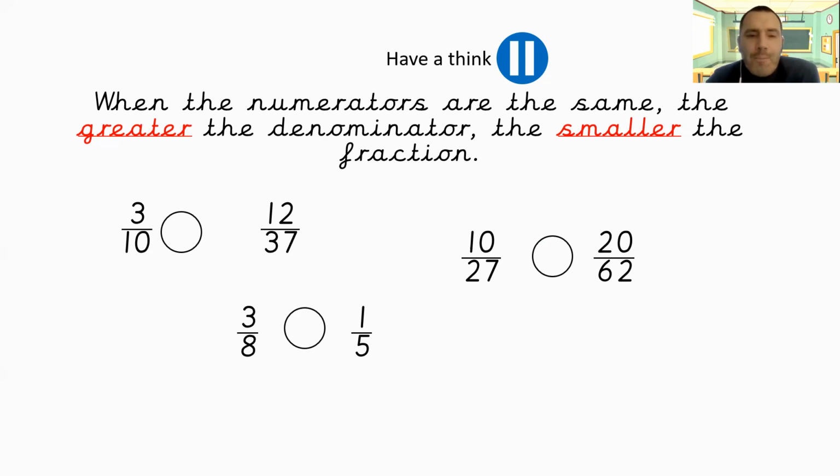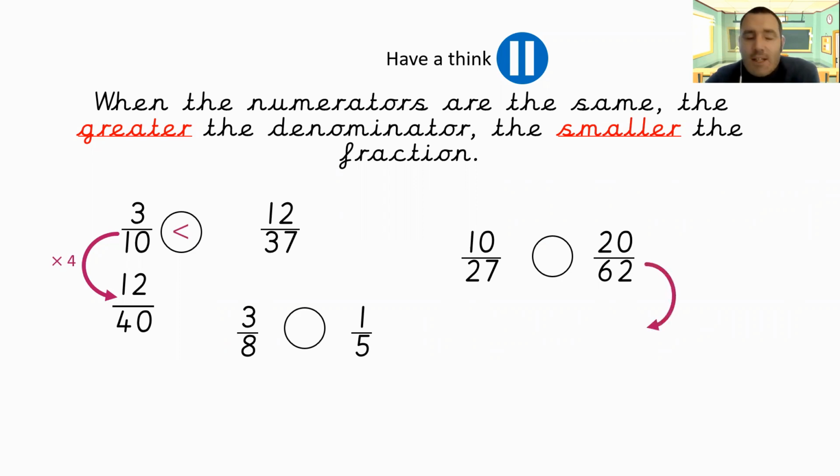How did we get on? We'll look at our first one, 3/10 and 12/37. So I can make my numerators equal by multiplying by 4. So 3/10 becomes 12/40. 40 is greater than 37, so it's a smaller fraction. So 12/37 is greater than 3/10.